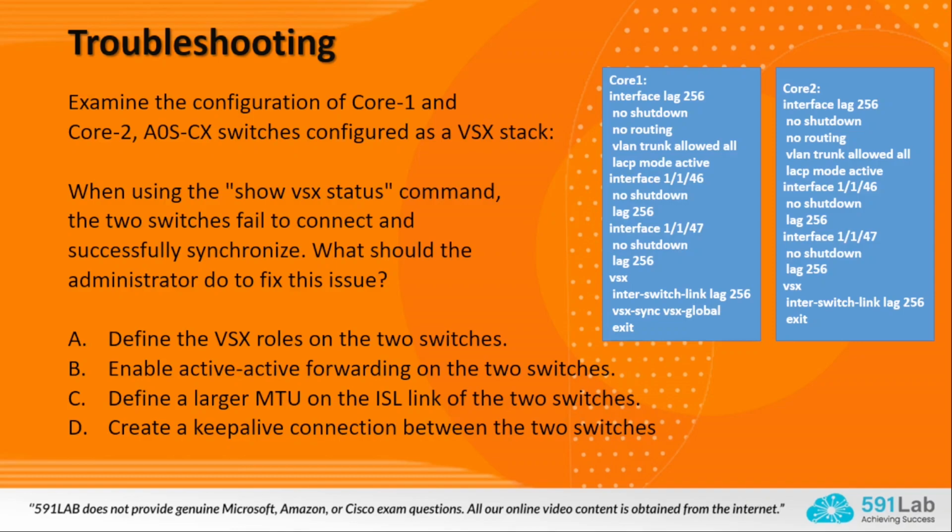Option C, define a larger MTU on the ISL link of the two switches. A larger MTU is a best practice to follow to allow jumbo frames, but it is not critical for this current failure. This is wrong. Option D, create a keepalive connection between the two switches. Keepalive connection is an important element, but it will be crucial when the ISL links are down. We do not know whether it was set up or not because it was not shown in the config output, but it is clear that device roles are missing under the VSX configuration. So option D would be wrong. So the correct answer is option A.